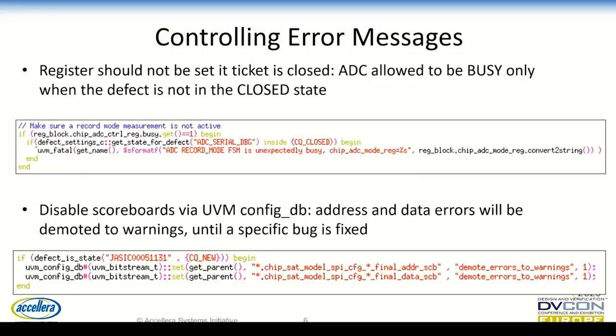So you run your test, you have a bug, your test fails, and it stops you from finding bugs. So you put a workaround here, right? You set busy only when the defect is not in the closed state. So you put the ADC busy as a workaround so that your checkers do something different, and then the test doesn't fail. And that allows the test to go further and find other bugs.